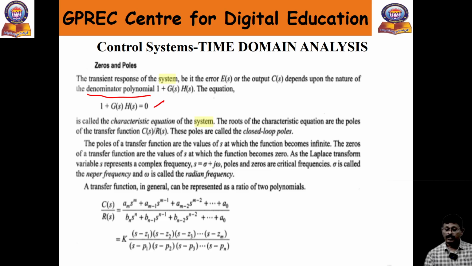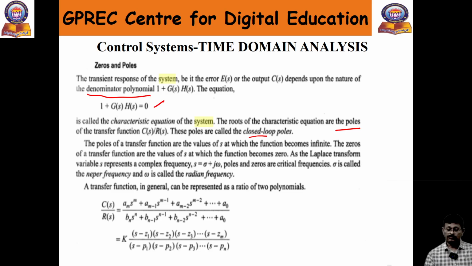The roots of the characteristic equation are called poles, the poles of the transfer function. These are called closed loop poles, right? The poles of the transfer function are the values of s at which the function becomes infinite. That is very important. Then the zeros of the transfer function are the values of s at which the function becomes 0.